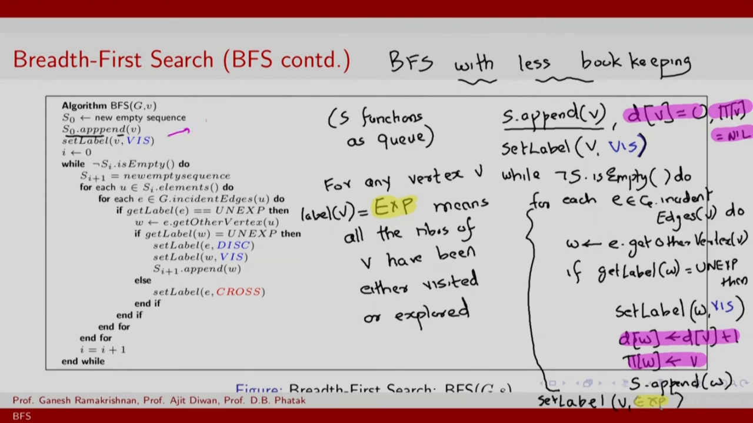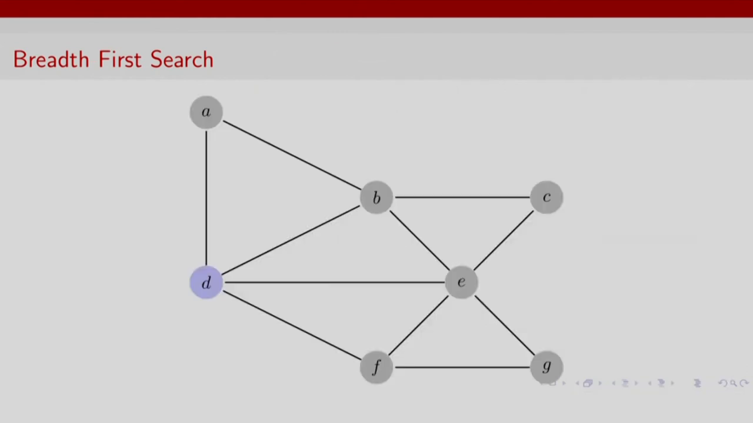So the optional steps here are as follows: you can set the D of V to be 0 and pi of V to be nil. You could do the same thing here. D of W is d of v plus 1, pi of w is v, or e if you want to keep track of the edge.